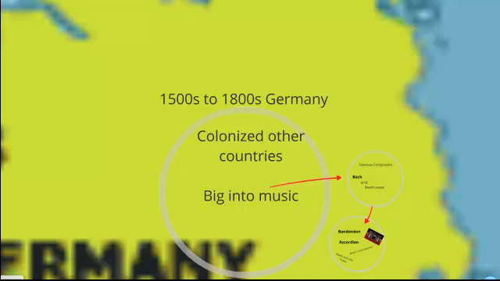Germany in the 1500s through 1800s was very active in colonization. In Africa, Germany had several large areas. In Latin America, they had very little, but there were a large amount of immigrants there.